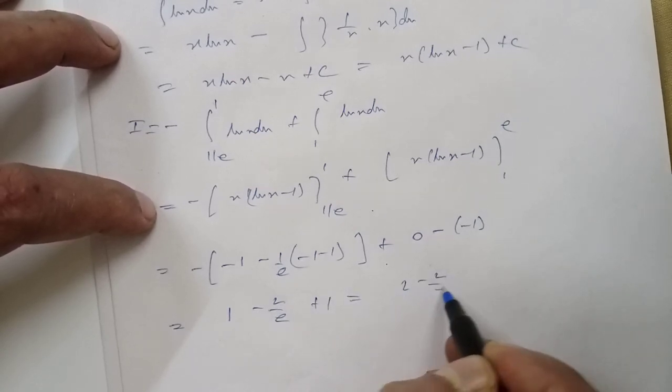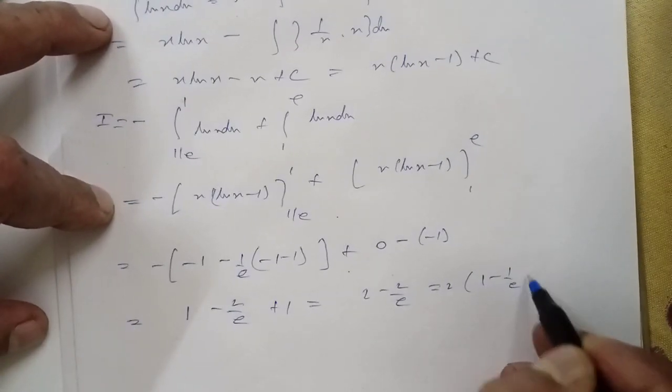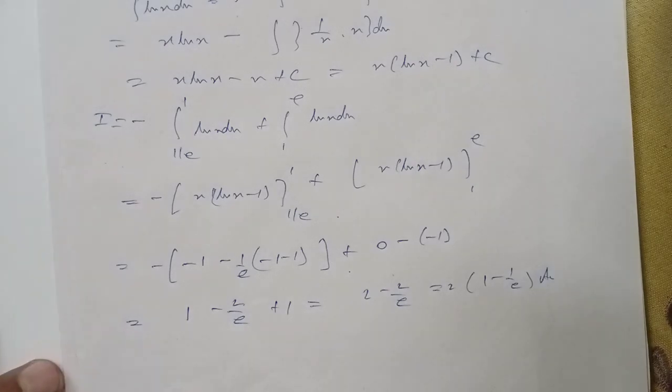That is 2 minus 2/e. That is 2 into (1 minus 1/e). This is your answer. Okay.